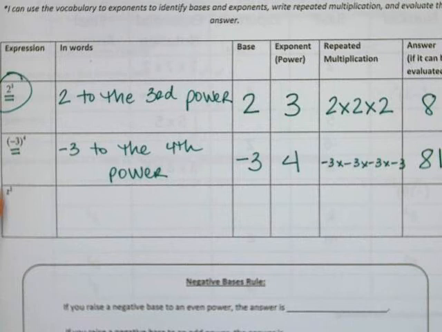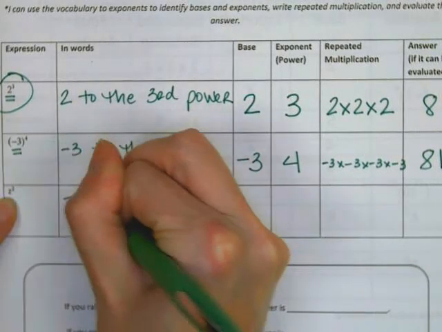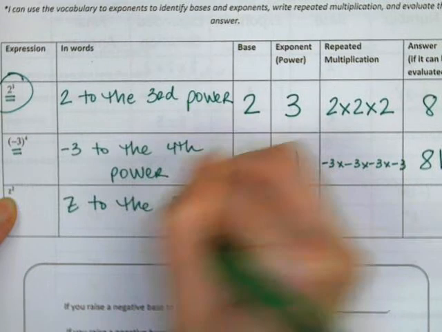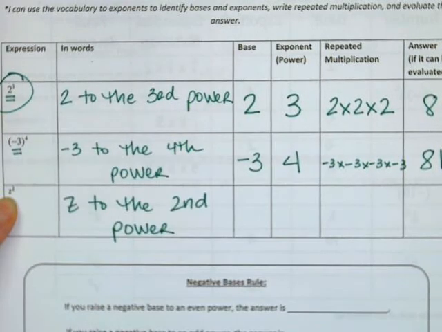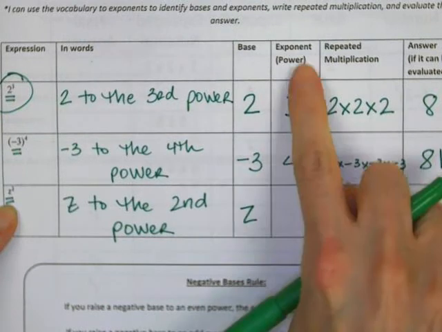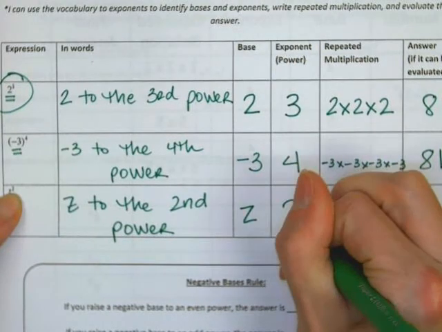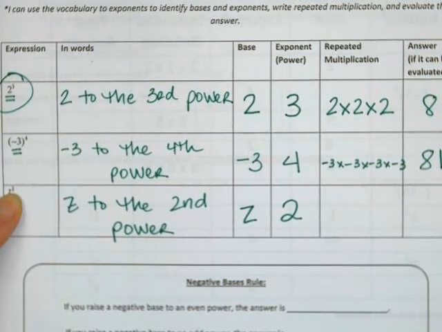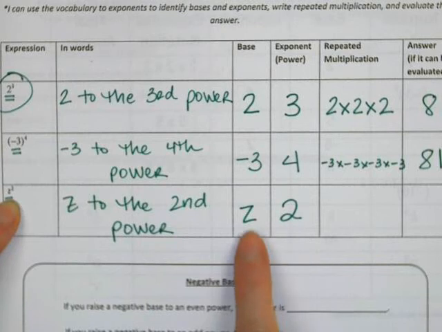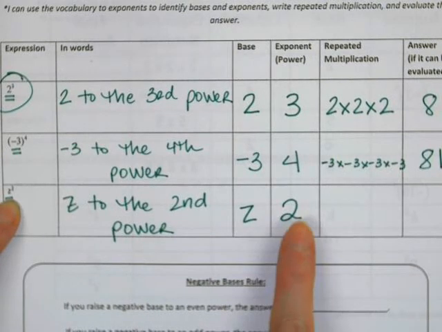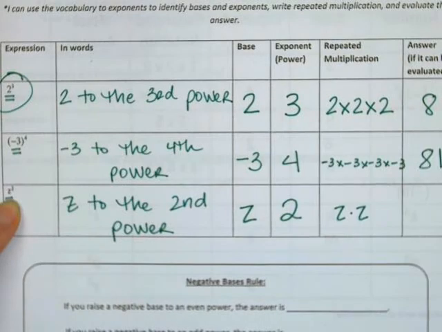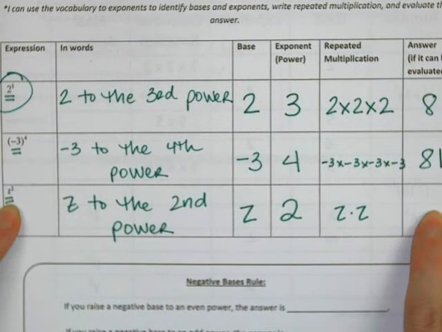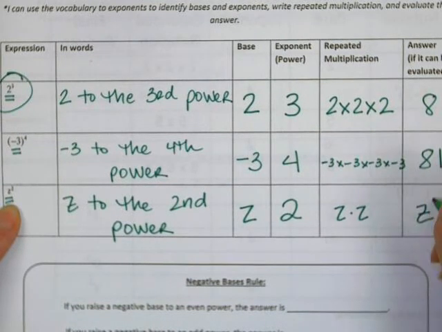All right, last one, guys. This one, read in words, is z to the second power. The base is the bottom, which is the z, and the exponent is the top, which is the 2. Okay, and what this really means, it's repeated multiplication, z times itself 2 times. So z times z. And then this one you can't type in the calculator, so there isn't really an answer. The answer is just z to the second power.